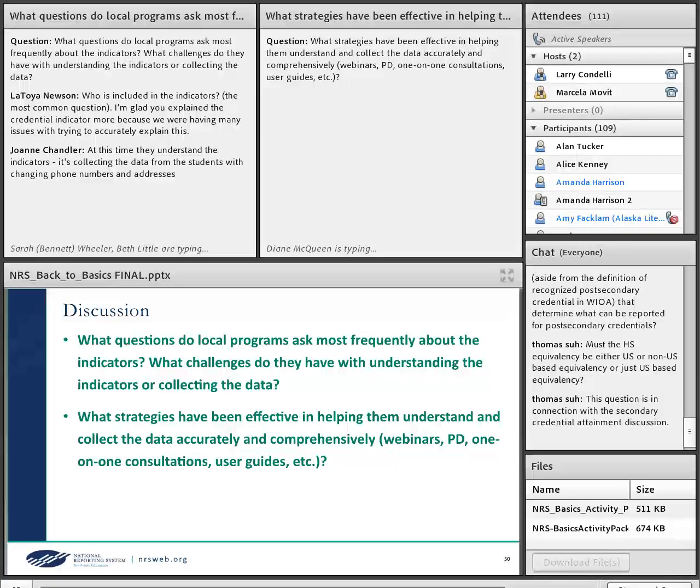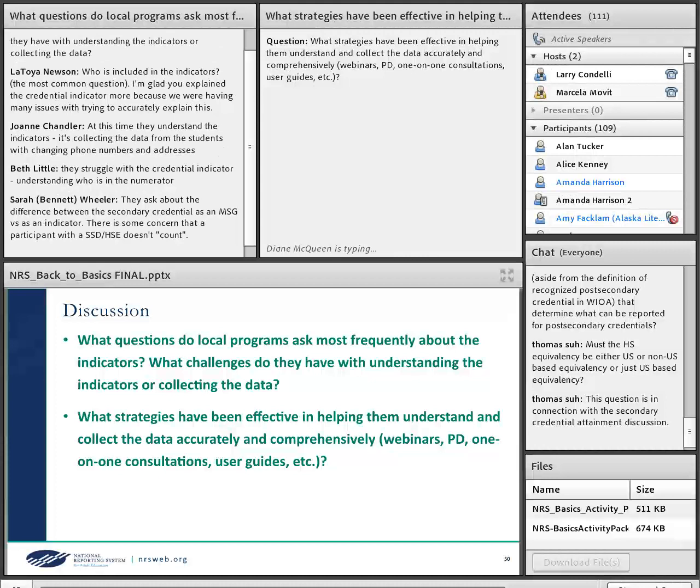It seems like Latoya is having a similar problem to what you were mentioning, Larry, earlier, that a lot of people have about who's included in the indicators. I'm glad we were able to provide a clear way of explaining that. They understand the indicators, but they're not quite sure how to collect data from students with changing phone numbers and addresses, and that's always an issue. It's much harder to follow up if we don't have that information.